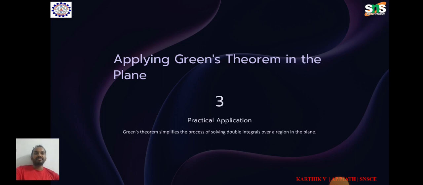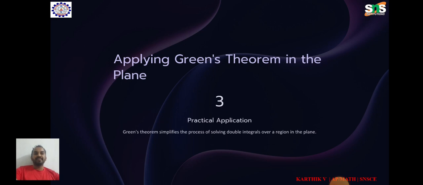Applying Green's theorem in the plane. Applying Green's theorem in a plane involves the relationship established between a line integral around a closed curve and a double integral over the region bounded by the curve. First, we have to verify the conditions. We should ensure that the vector field F(x, y) equal to P(x, y) and Q(x, y) have continuous partial derivatives. Choose the closed curve.